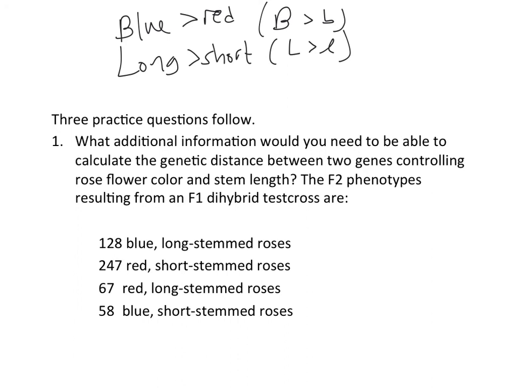Parental versus recombinant type. So let's look at that F1. It says F1 dihybrid test cross, the bottom line there. F2 phenotypes resulting from an F1 dihybrid test cross. So what's that? Draw out that cross. What are the genotypes involved?